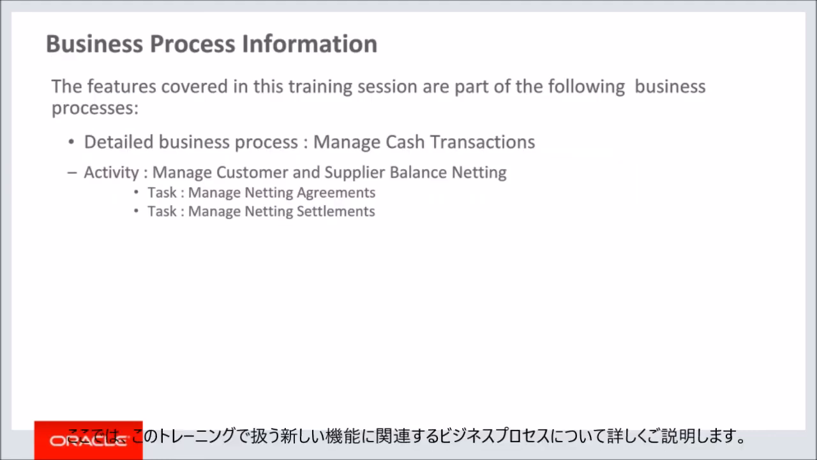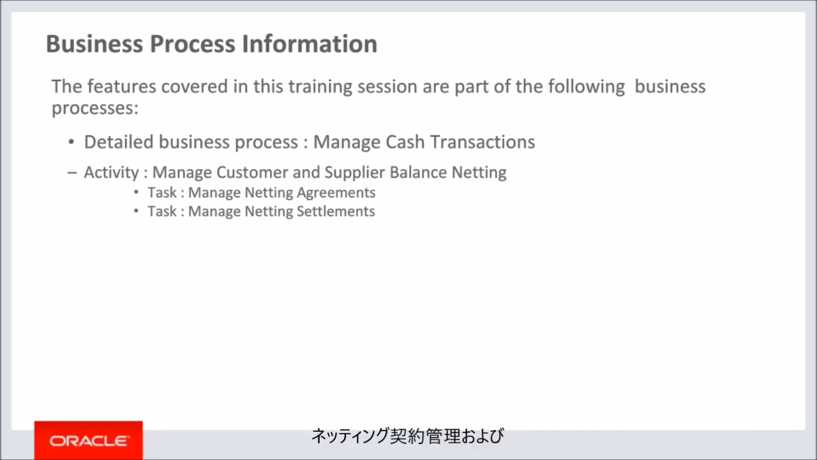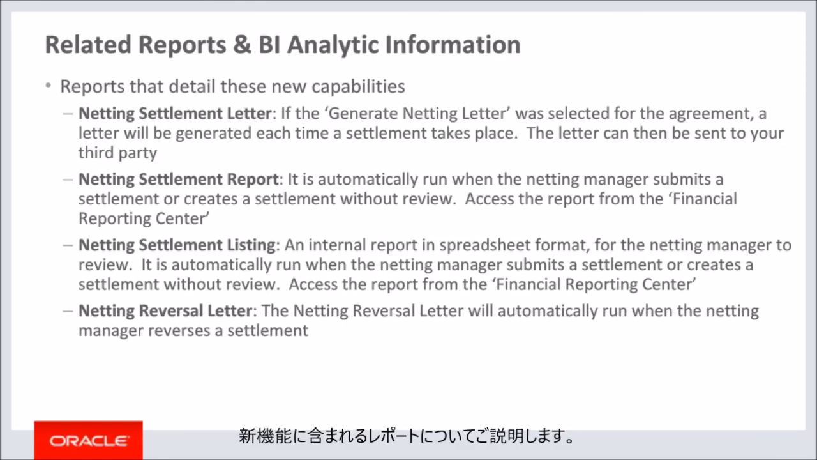The business processes associated with the new capabilities covered in this training are detailed here. The high-level business process is manage cash transactions with activities, manage netting agreements, and manage netting settlements. The reports that cover the new features are as follows. Firstly, the netting settlement letter. If the Generate Netting Letter was selected for the agreement, a letter will be generated each time a settlement takes place. The letter can then be sent to your third party.